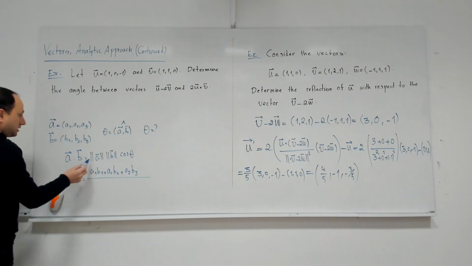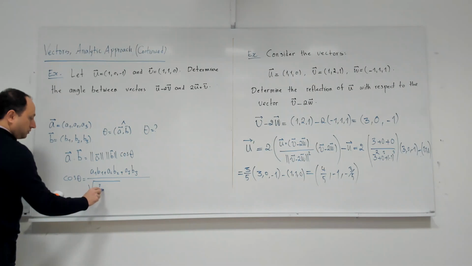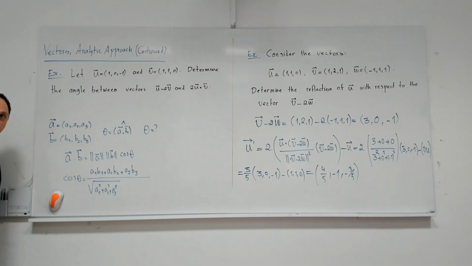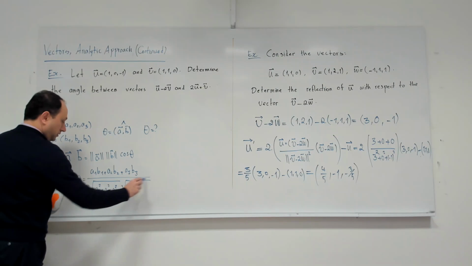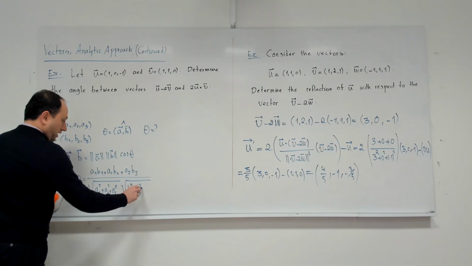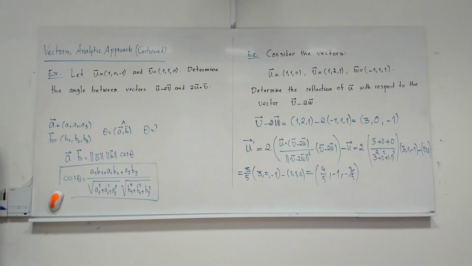And then divided by the norm of A. The norm of A is the square root of A1 squared plus A2 squared plus A3 squared. Yes? And then the dot product of the norm of the other one is this one. So this is a little bit complicated, but it is very easy to use. Yes? So that is the formula for the cosine of the angle between two vectors.